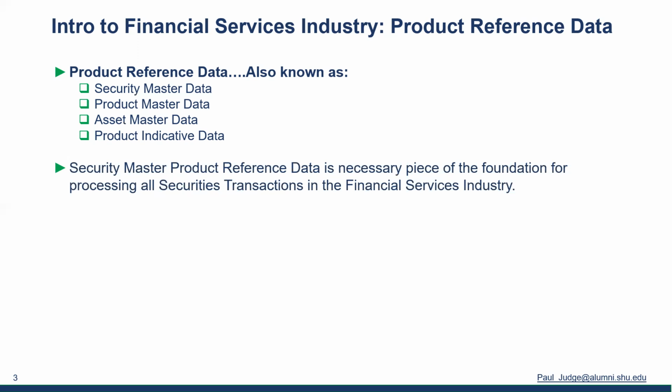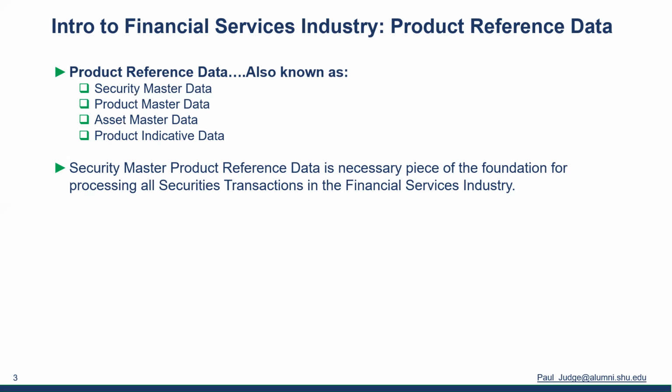People sometimes use the word asset, sometimes they use the word product, sometimes they use the word security, but underlying all these terms, they're trying to get to the same thing. They're trying to say, what is the thing, the security, the product, the asset? What is the thing that we're trading or we're processing in this transaction, right? Is it a stock? Is it a bond? Is it a currency? Is it a precious metal? Is it an option?